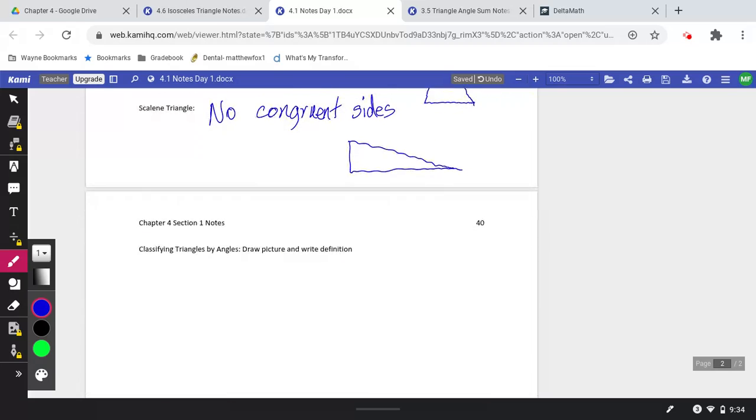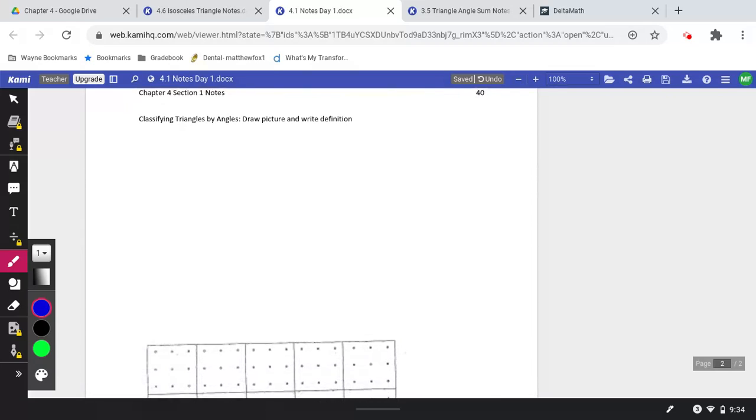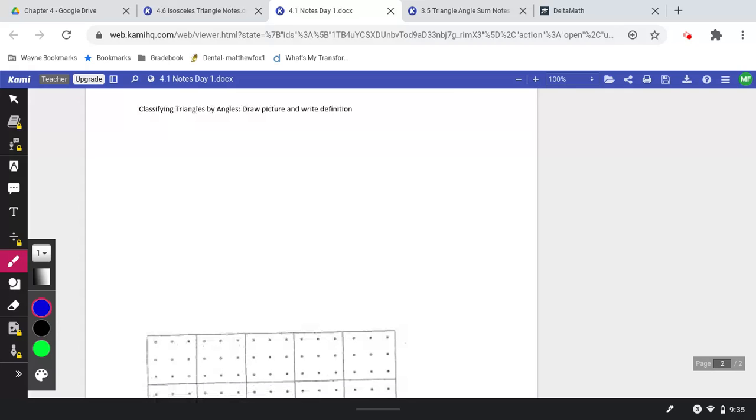So if I ask you to classify a triangle by sides, you're going to say one of those 3 options. So now, the next one, it says classify a triangle by angles. Draw a picture and write a definition. So, just like we did before, except instead of dealing with sides, now we're worried about the angles. So, one type of triangle that we can classify by angles is the acute triangle. And this occurs when we have 3 acute angles in our triangle.